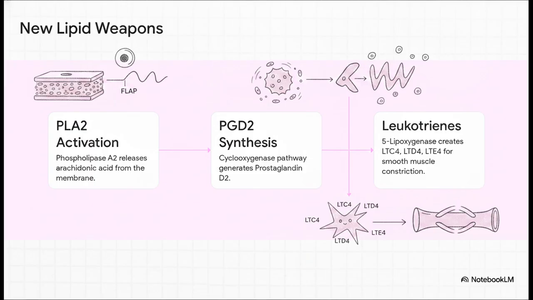Here's how it works. Step 1, calcium-dependent phospholipase A2 releases arachidonic acid straight from the cell membrane. In step 2, the cyclooxygenase pathway converts this into prostaglandin D2. This is a powerful mediator that promotes even more tissue recruitment of inflammatory cells. Concurrently, in step 3, the 5-lipoxygenase enzyme, aided by an activating protein we call FLAP, creates cysteinyl leukotrienes, specifically LTC4, LTD4, and LTE4. These leukotrienes are incredibly potent smooth muscle constrictors. We're talking far more potent than histamine itself.